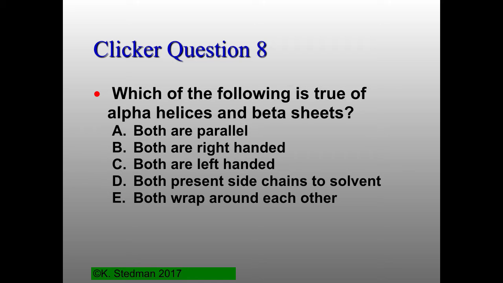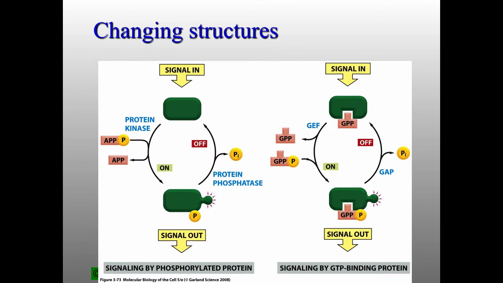Which of the following is true of alpha helices and beta sheets? Both are parallel, both are right-handed, both are left-handed, both present side chains as solvent, both wrap around each other. The correct answer is, of course, that both are presenting their side chains to solvent, sticking out from the alpha helices on the outside and sticking up and down from beta-pleated sheets.